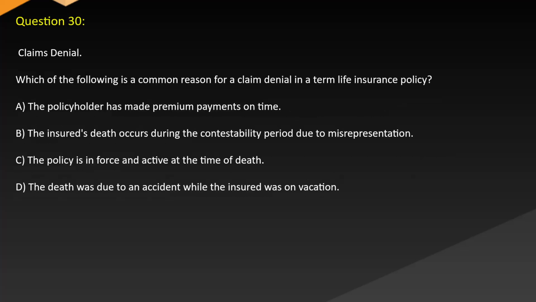Question 30. Claims denial. Which of the following is a common reason for a claim denial in a term life insurance policy? A. The policyholder has made premium payments on time. B. The insured's death occurs during the contestability period due to misrepresentation. C. The policy is in force and active at the time of death. D. The death was due to an accident while the insured was on vacation.